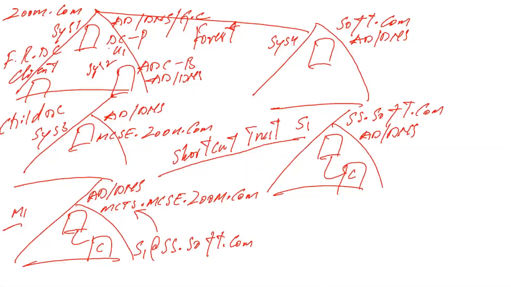What? First, forest function level and domain function level we have to check, right? Then we have to exchange the IP addresses, MCTS IP in the SS domain and SS domain IP in MCTS. Then we have to create the trust from any one side. When you're creating the trust, I need the other administrator's name and password. Then we can create the trust. So this many requirements are there. By fulfilling these requirements, we can make the shortcut trust.